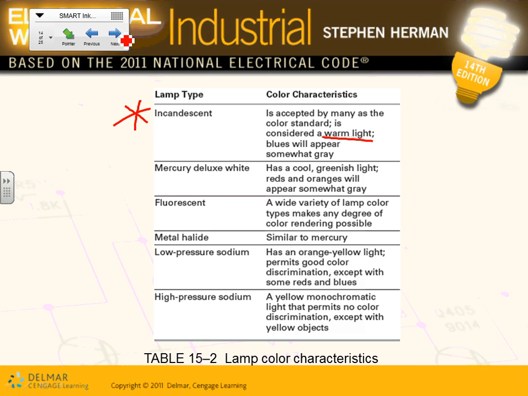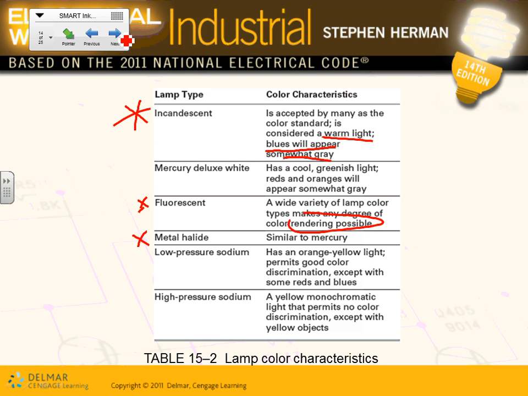And then we have it accepted by many as a color standard, considered warm light. Blue will appear somewhat gray. This is a disadvantage. Look at the metal halide, mercury. Let's go directly into fluorescent here. A wide variety makes any degree of color rendering, so you can treat it to get what you want.